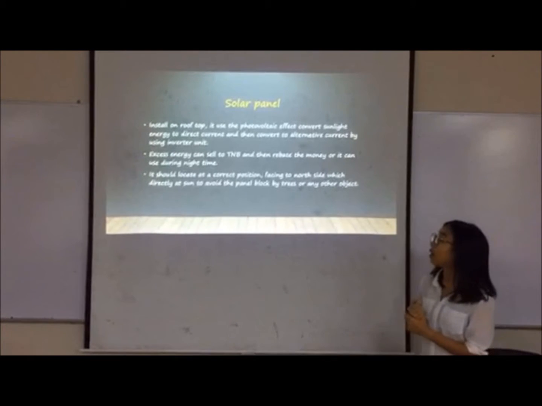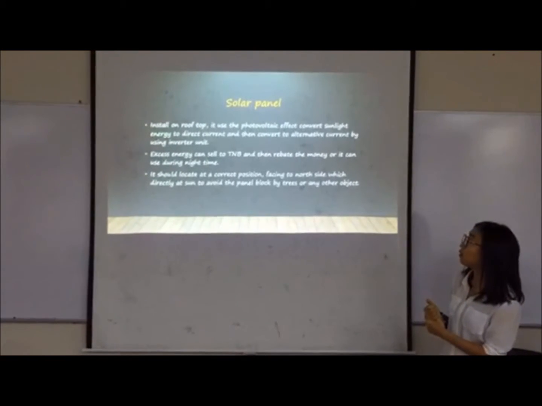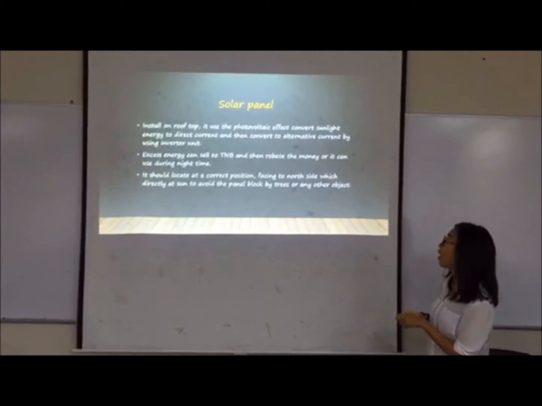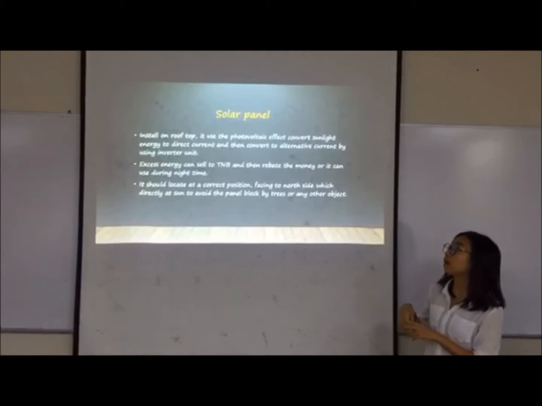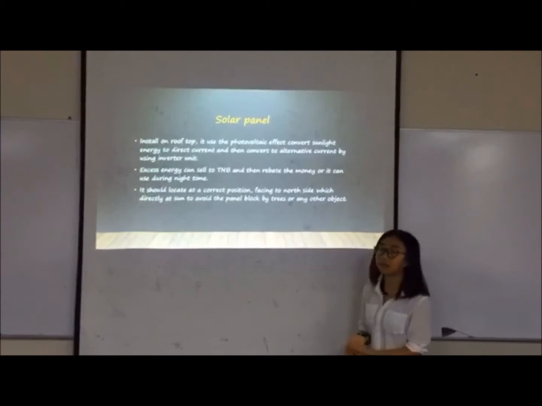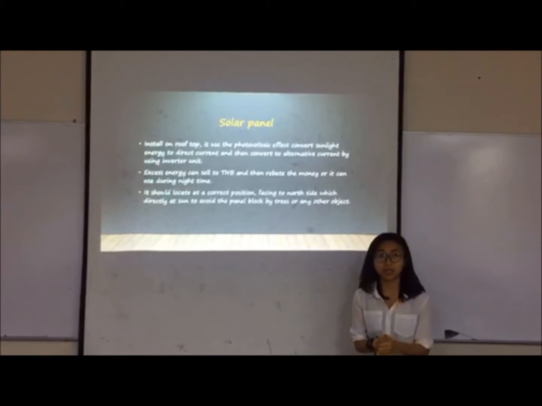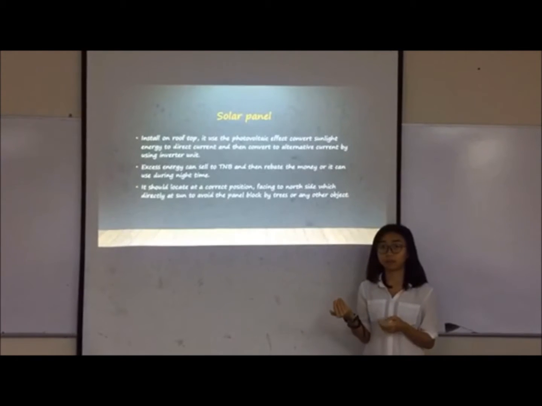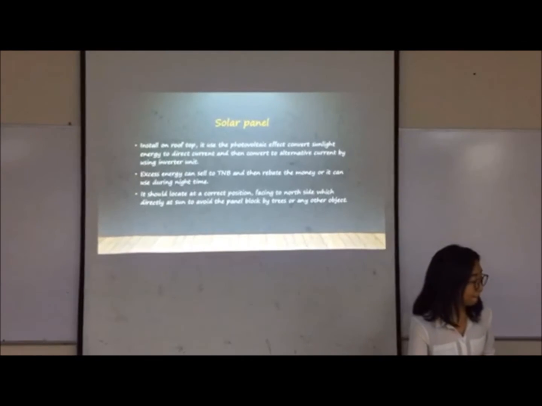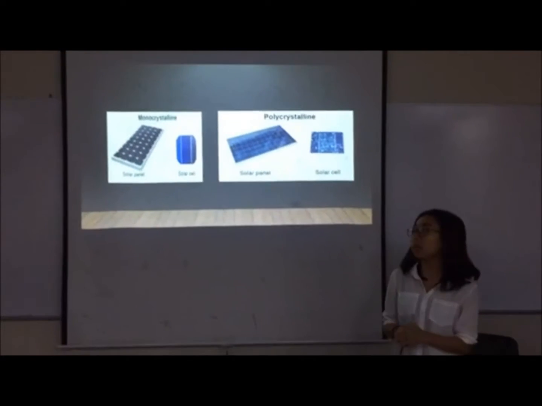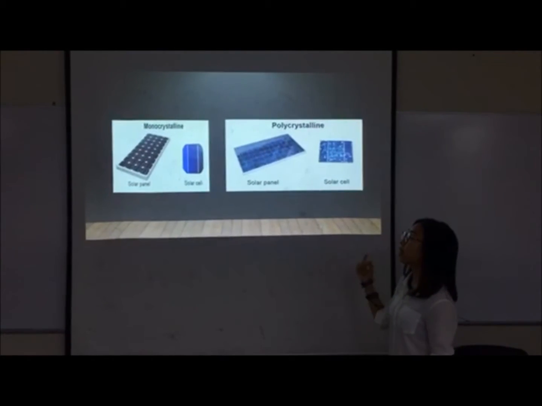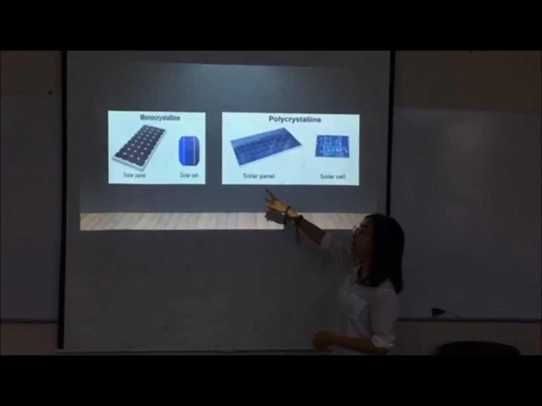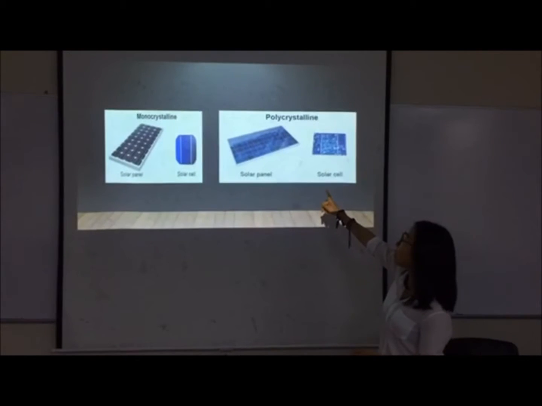It should be located at a correct position facing the north side, directly at the sun, to avoid the panel being blocked by trees or any other object. So if we use the solar panel, we can decrease the energy usage and reduce the carbon dioxide emission. So I will take these two types of solar panel as a comparison. This is the monocrystalline solar panel, and this is the polycrystalline solar panel.